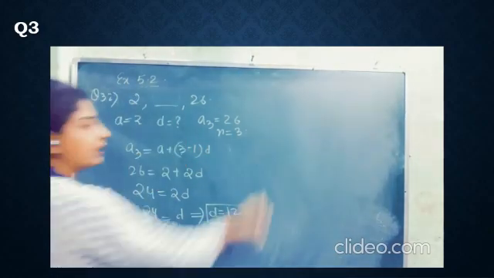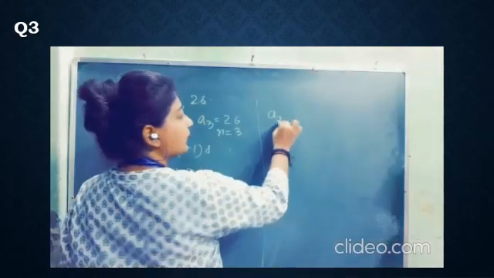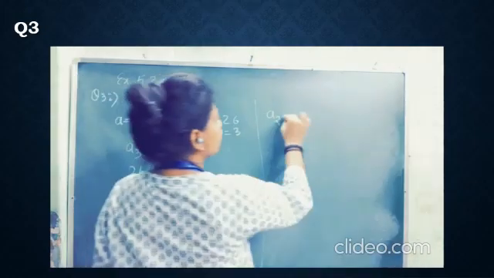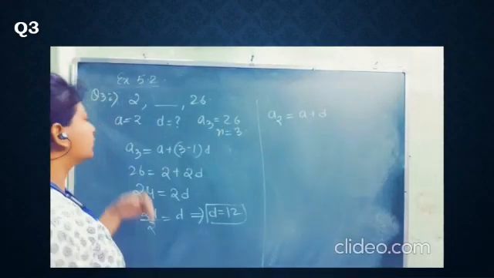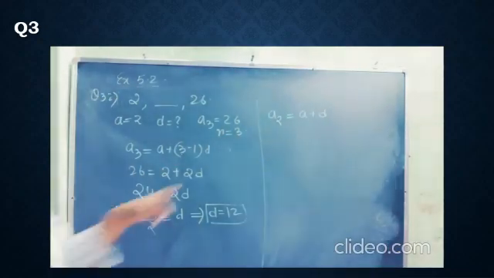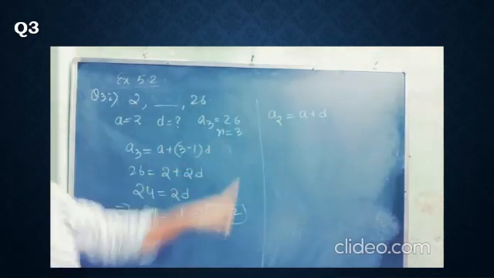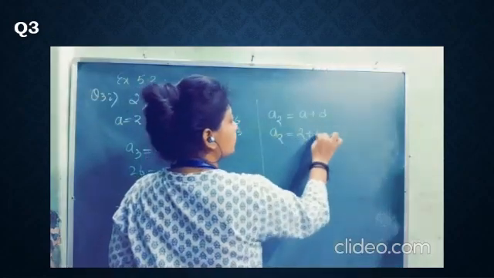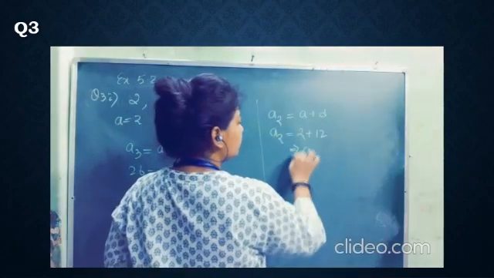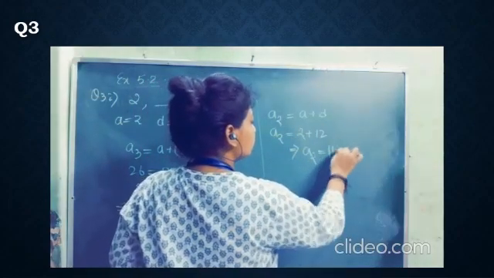Now when I have the value of d, I can find my second term. For the second term, I can just add the common difference to the first term. So what is the first term? 2, and what is the common difference? 12. So a2 becomes 2 plus 12. This gives me the answer: a2 equals 14.